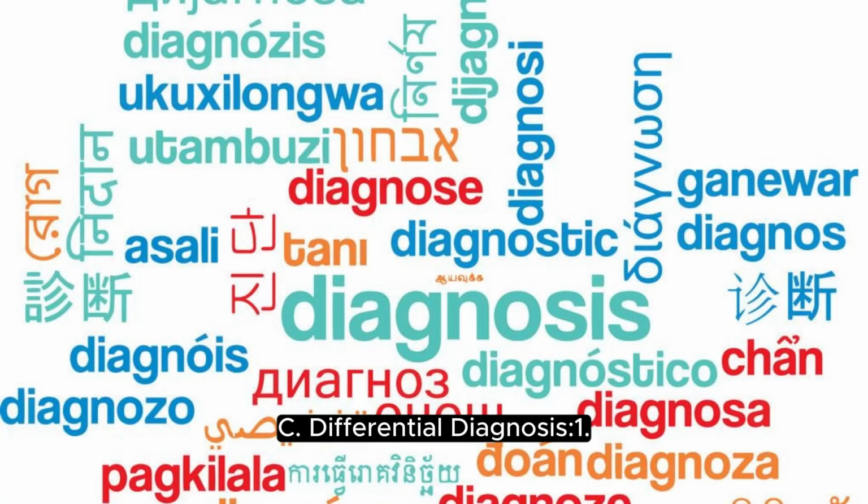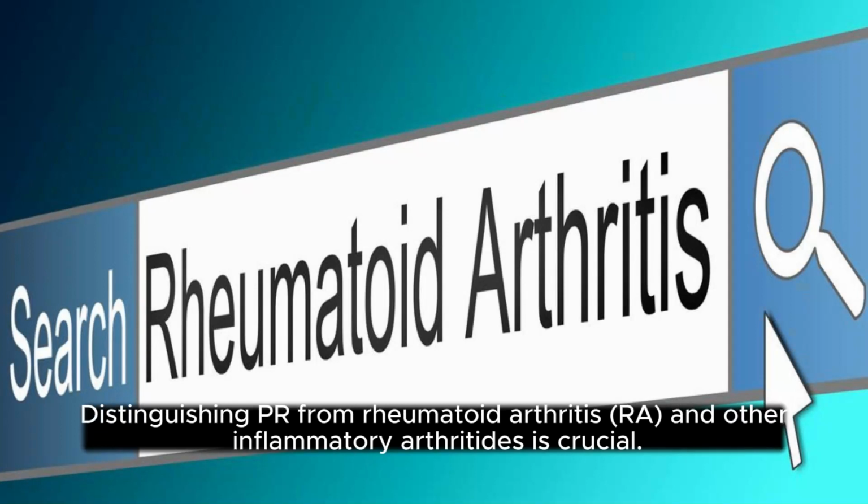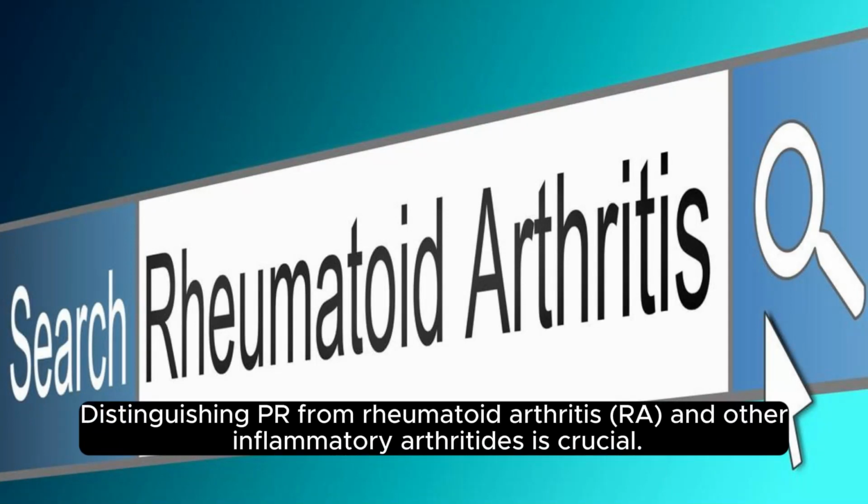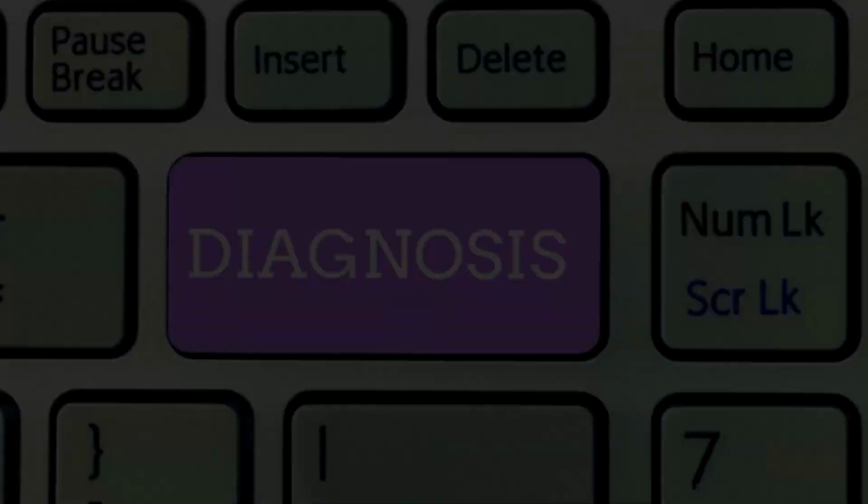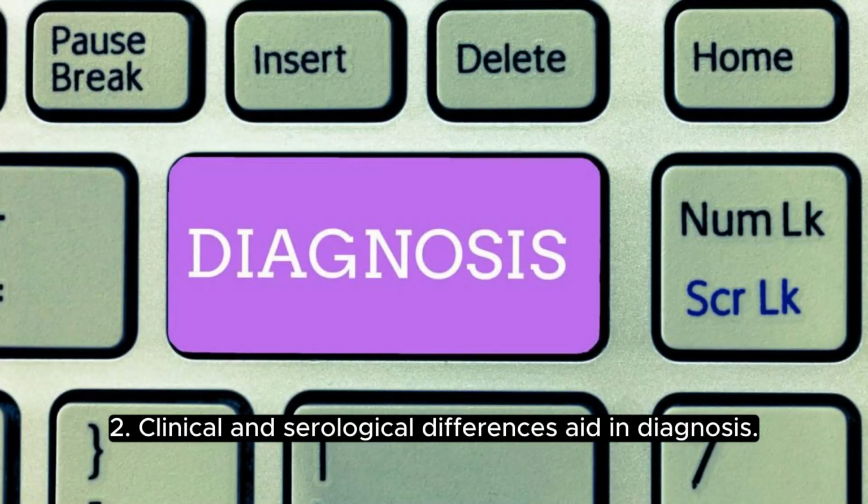C. Differential diagnosis. 1. Distinguishing PR from rheumatoid arthritis (RA) and other inflammatory arthritides is crucial. 2. Clinical and serological differences aid in diagnosis.